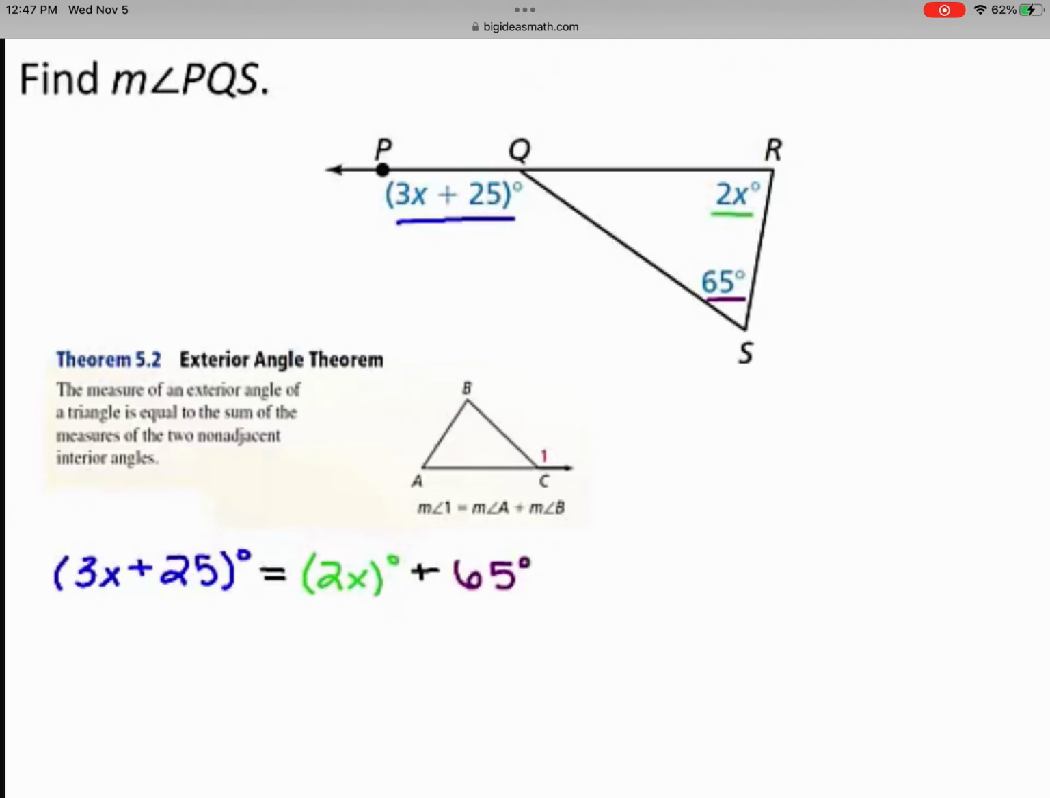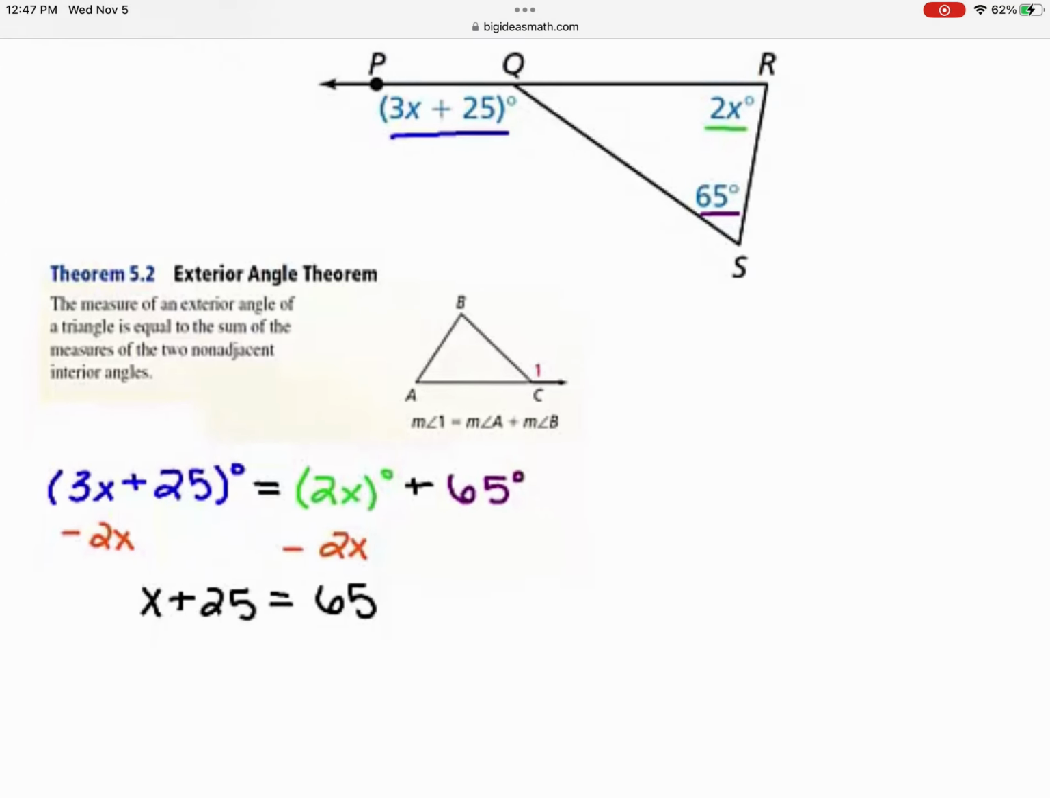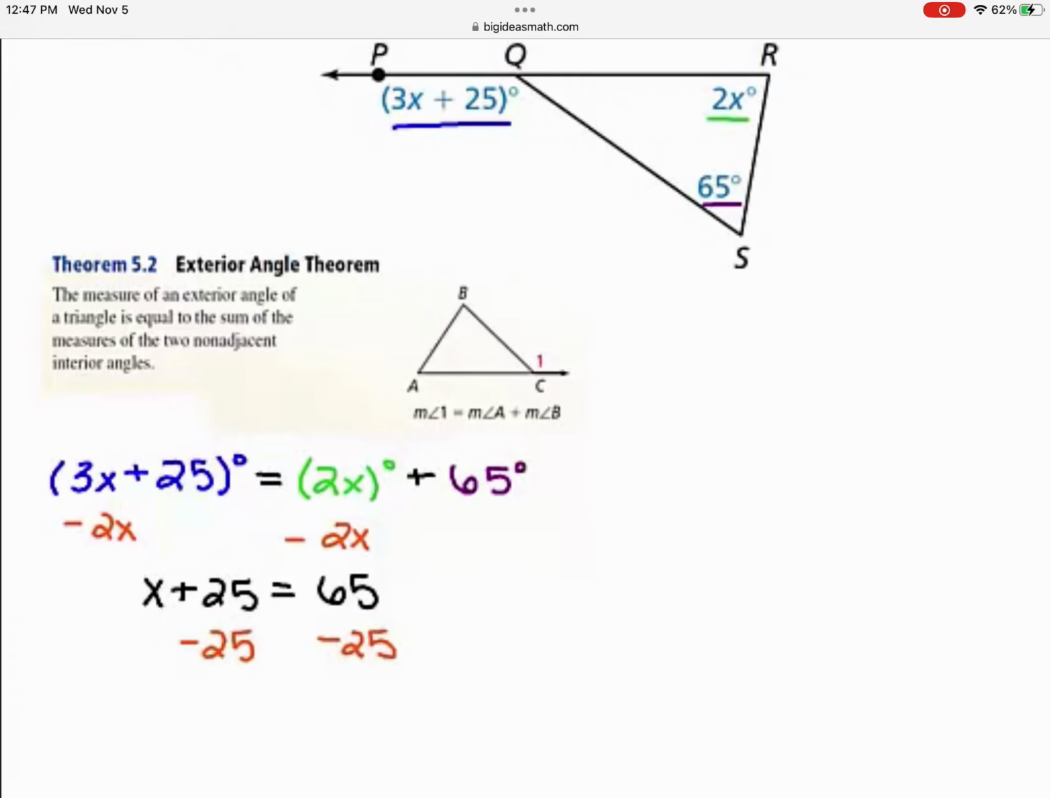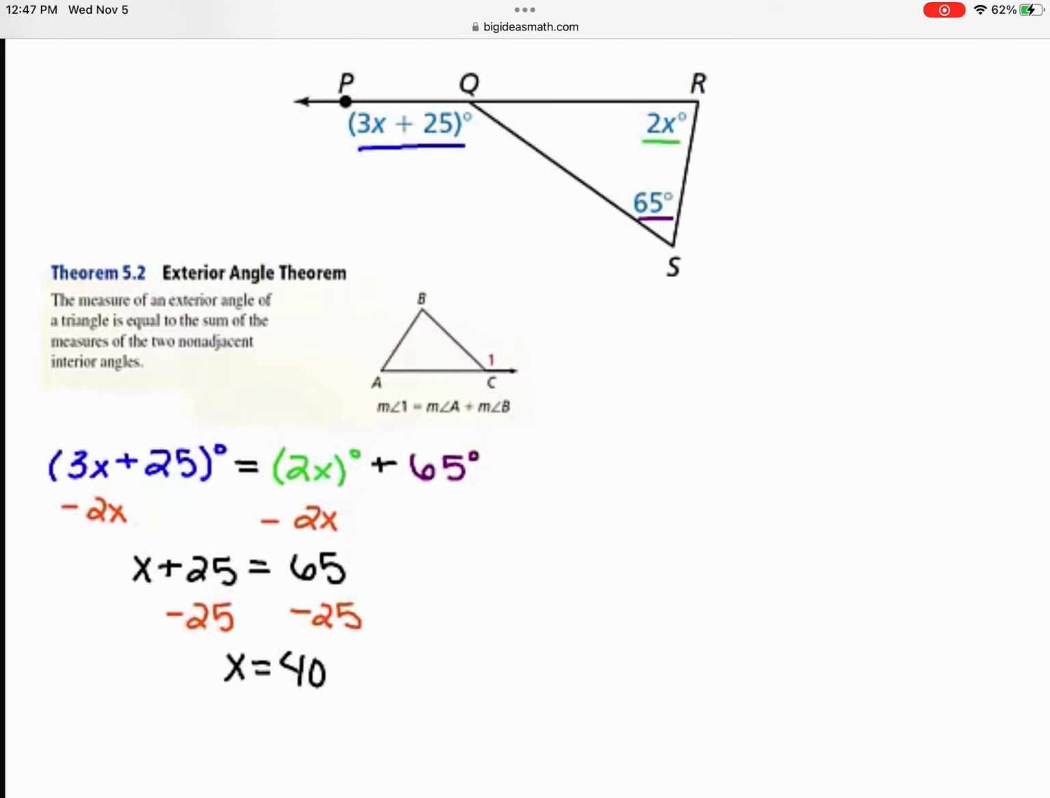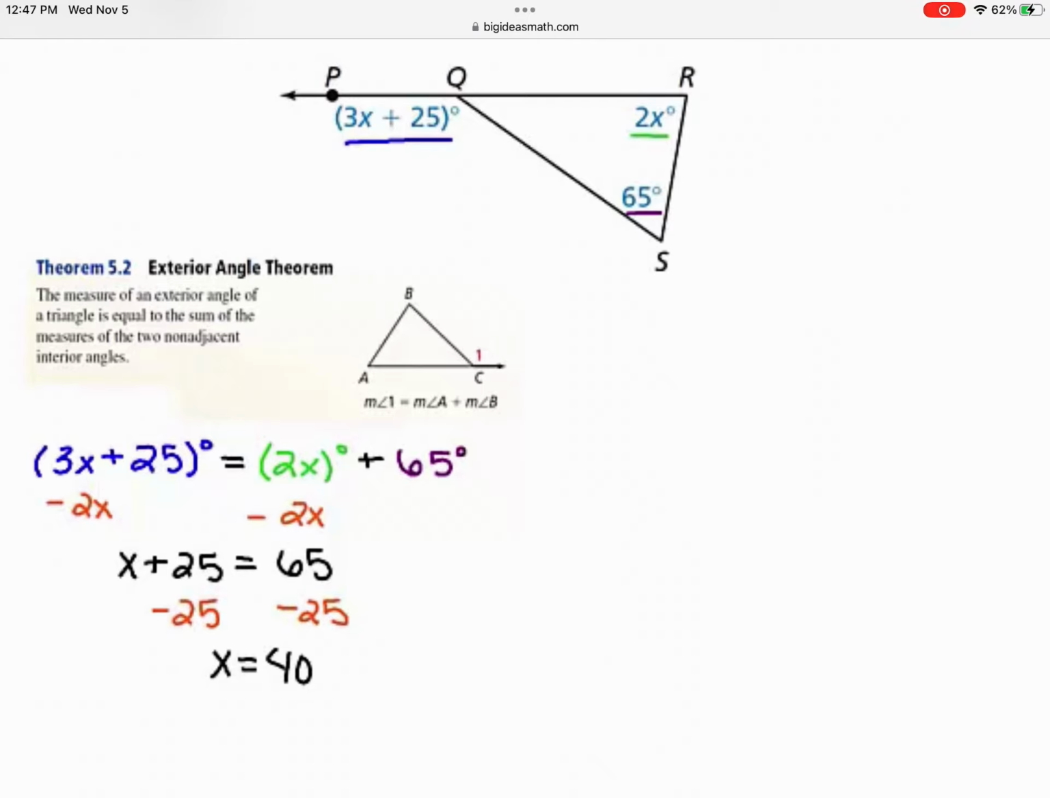Now, to solve for x, you can first subtract 2x from both sides of the equation. This gives you x plus 25 equals 65. Next, you can subtract 25 from both sides of the equation. This gives you x equals 40. So, the value of x is 40.